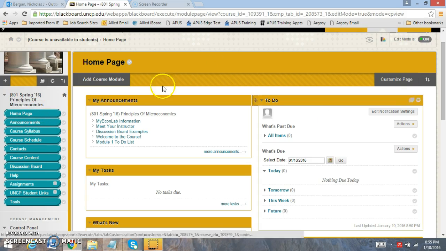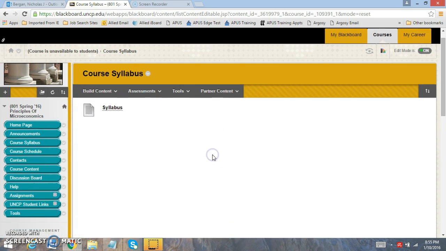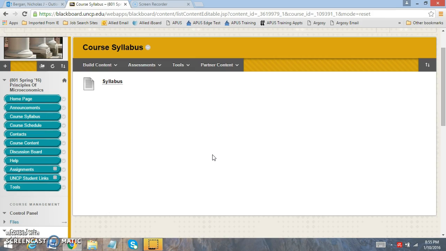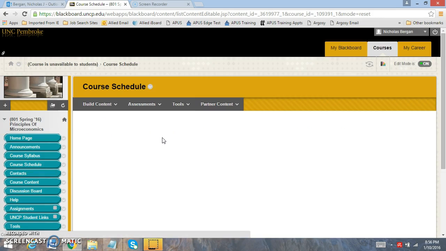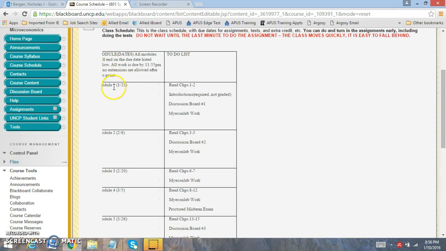The home page will take you to this page right here. And then you have the course syllabus. If you click on course syllabus right here, here's the syllabus for the course. It's very important to make sure to review it and let me know if you have any questions. The most important thing of the syllabus is this next button right here, which is the course schedule. The course schedule, which is also found in the syllabus, will show you the module and when the work is due. So module 1 is due by this date.